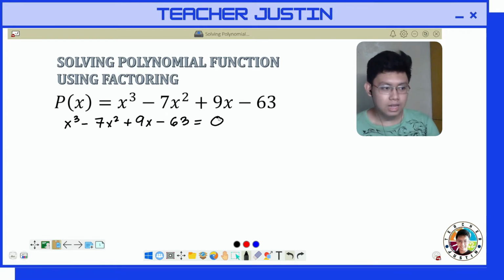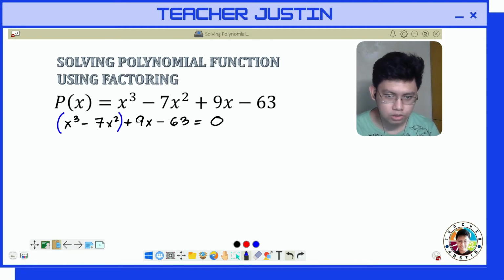Okay, then let's solve using factoring by grouping. So let's group our polynomial. We will group our first term and second term, and our third term and fourth term, placing the addition symbol in between to separate our first group from the second group. Okay, so let's rewrite this.